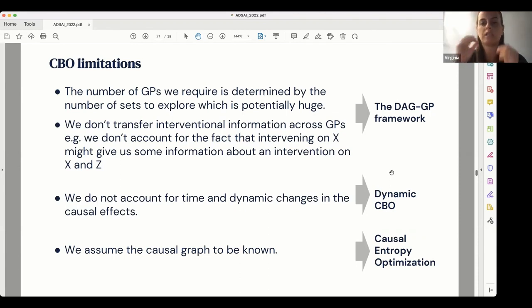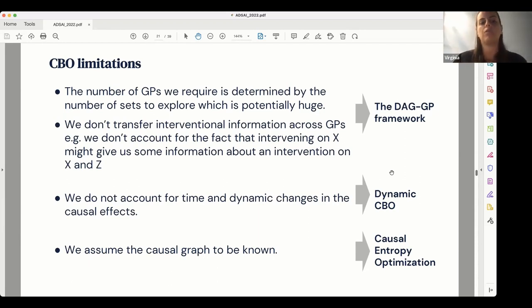This has been developed in the DAG-GP framework, for which you can find the relevant paper online. We have also addressed the problem of assuming a known causal graph by extending the acquisition function to account for uncertainty in the causal structure together with uncertainty regarding the optimal intervention. This is what led to the causal entropy optimization algorithm.